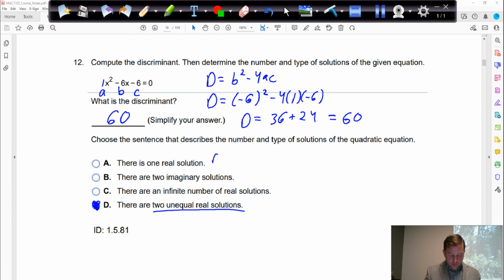So we get one solution if D is 0. We get two imaginary if D is negative. And we get two unequal real if D is positive. This one was positive, so we get that one. And you won't ever need this one. Okay, that would complete section 1.5.